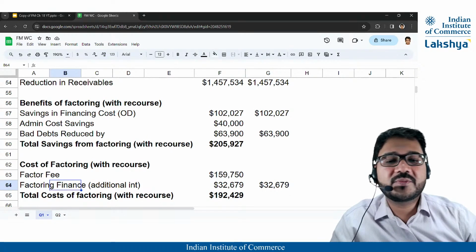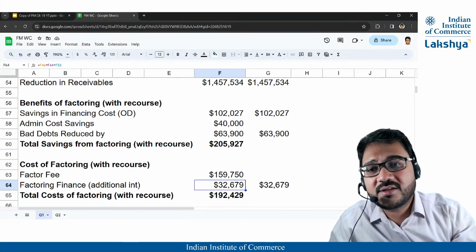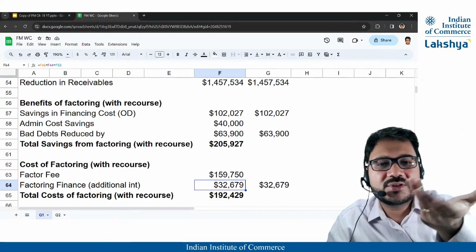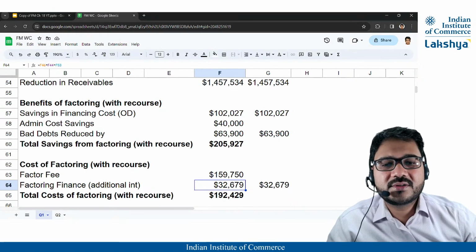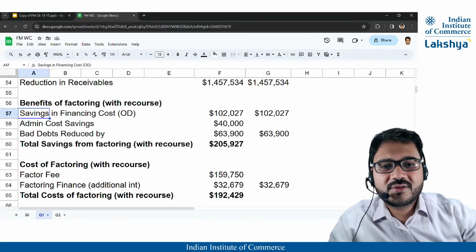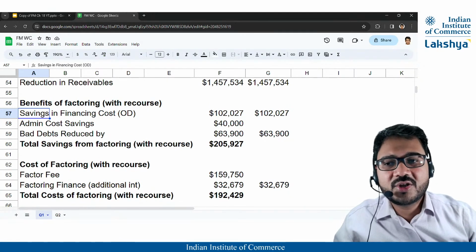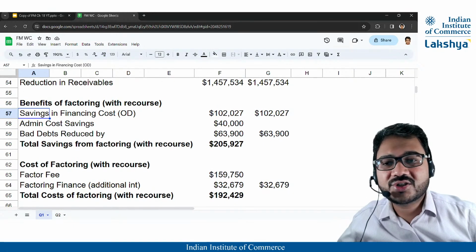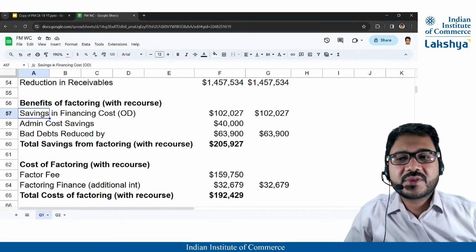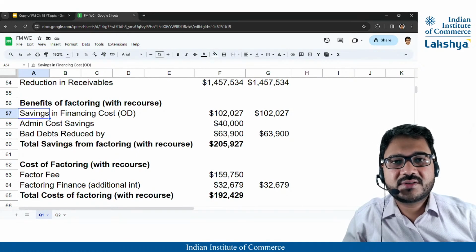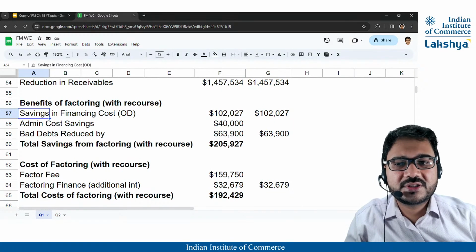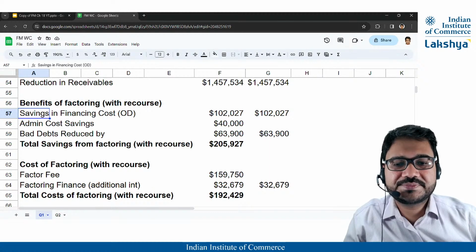If I do factoring, I'll have to pay a fee. If I do factoring, I have to pay extra interest. If I don't do anything, I would just be paying bank OD. But since I'm factoring, I need to pay these two. Since I'm factoring, I'm getting a benefit on saving some OD. Again, do not use the entire amount because you are funding it. You are just saving on the reduction in your receivables. So that savings, admin costs saved, and the bad debts that you have reduced. These are your savings because you did factoring.